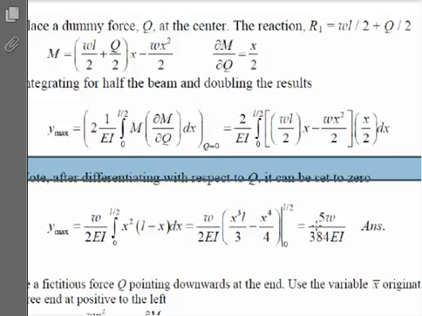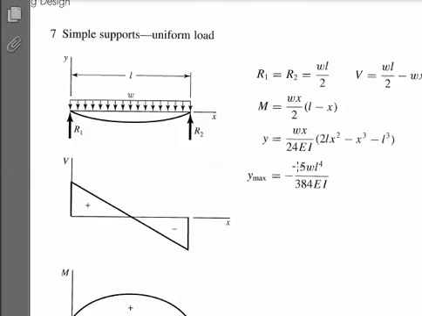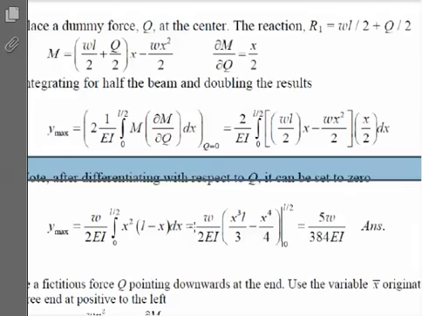We get a positive value for that. And going back to look at the appendix, 5WL to the fourth over 384 EI. They have a minus sign. We had a positive sign. Did we have that L to the fourth term in our solution? Where did the L to the fourth go? Well, certainly when we plug in L over 2, we're going to get an L to the fourth term. I am missing that L to the fourth term.